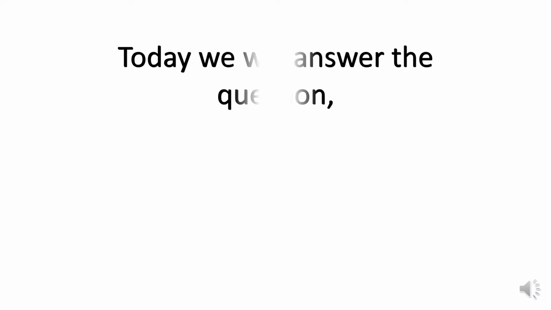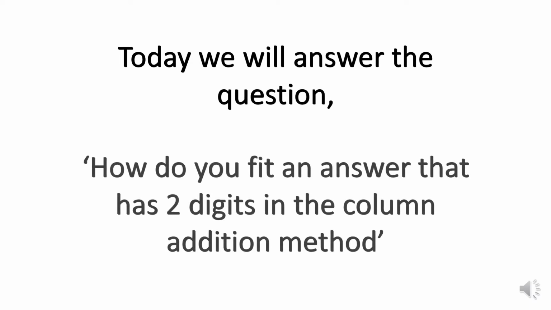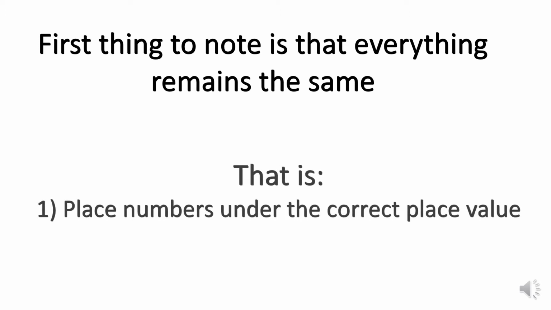Basically, I will answer the question, how do you fit an answer that has two digits when you do the column addition method? The first thing to note is that everything remains the same. So the first step is to place the numbers under the correct place value.